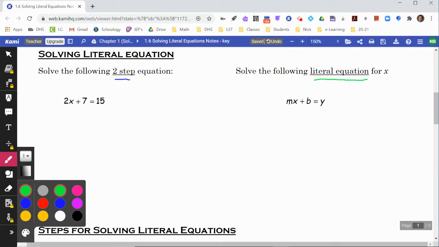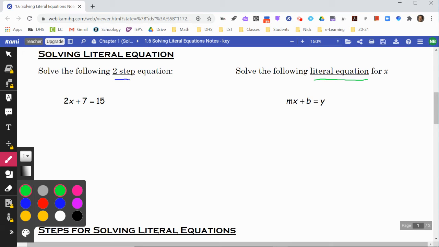We see some commonalities here. I see an x on both. I see the addition sign. I have an equal sign, and I have a term or number or letter after my equal sign. On my left side, I've got the 15. On my right side, it's equal to y. So there are some commonalities between these.